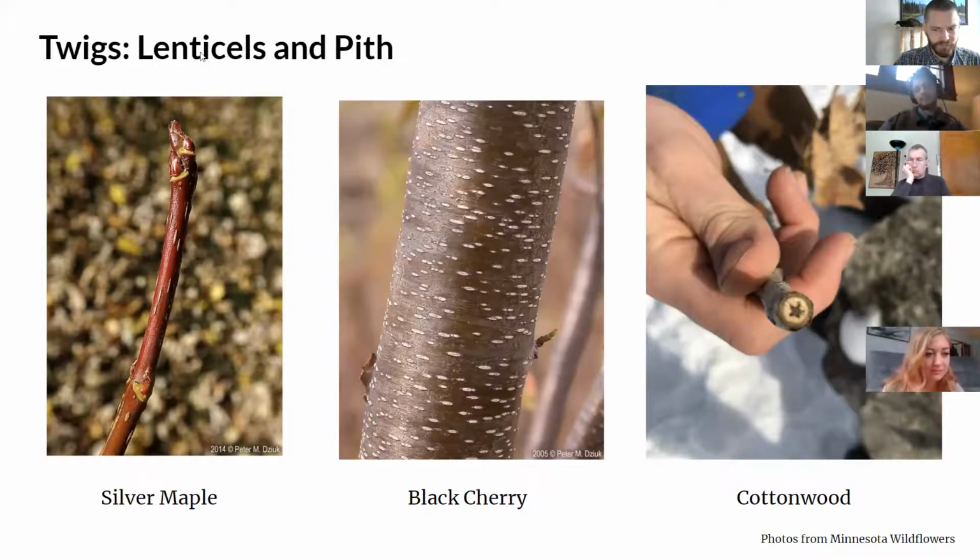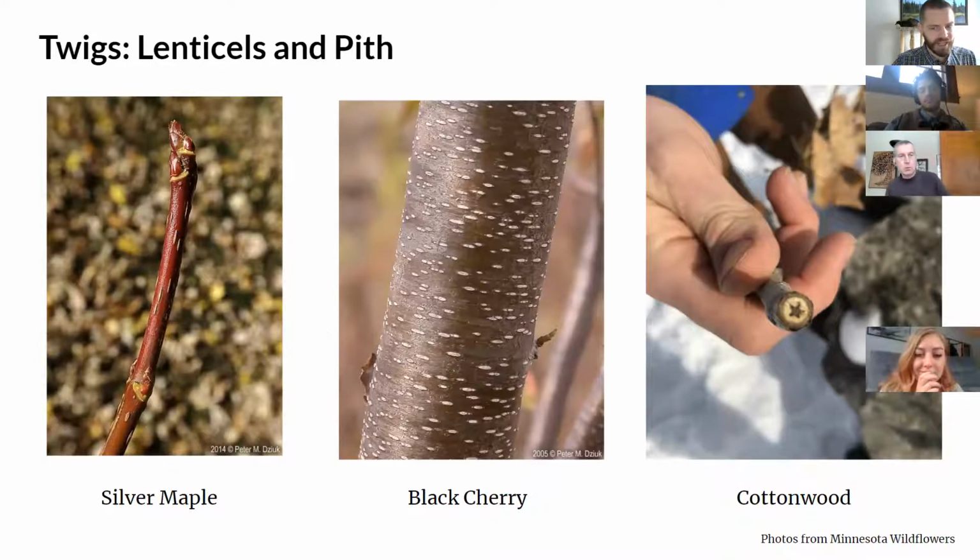So a lenticel is the first thing we'll talk about here. I've got an example with the silver maple and the black cherry here. One of them being on the twig and one of them being on the trunk of the tree. A lenticel is essentially a pore on a twig. So this is a site of gas exchange with the outside world, which is something that every plant needs, but they all accomplish it in a relatively unique way.